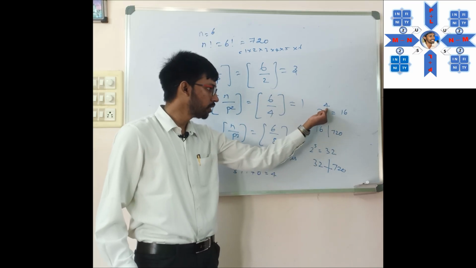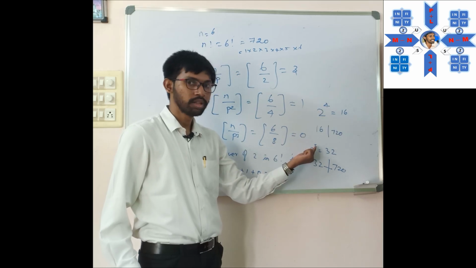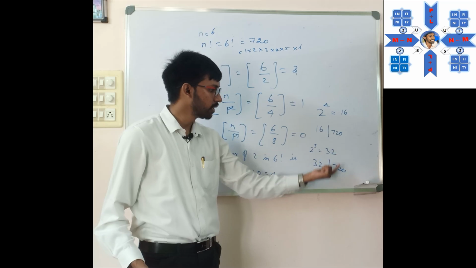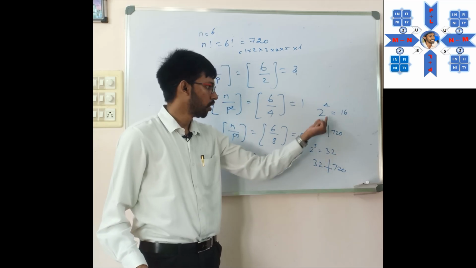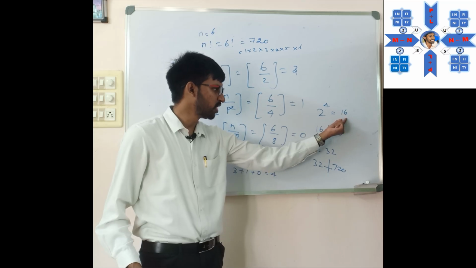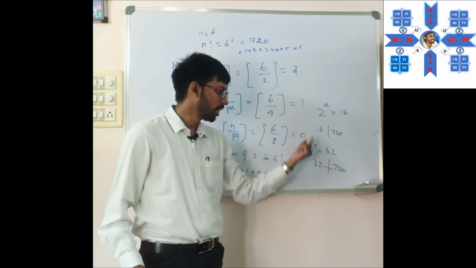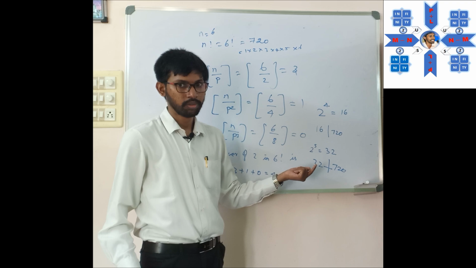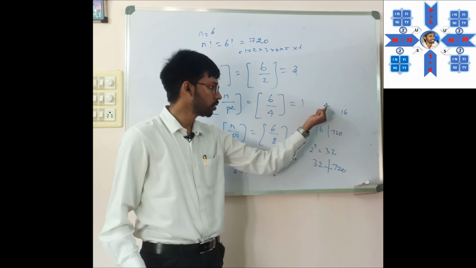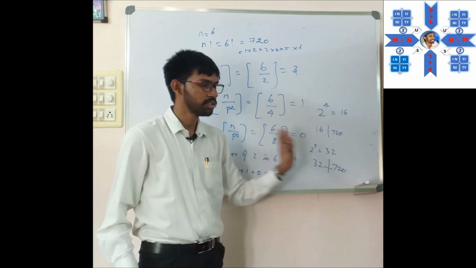So besides 2 power 4, I cannot find a higher power of 2 dividing 6 factorial. In this case, you can just observe. Besides 2 power 4, that is 16, 16 exactly divides 720, whereas 32 does not divide 720. Not only 32, but higher powers, 2 power 5, 2 power 6, cannot divide 720.